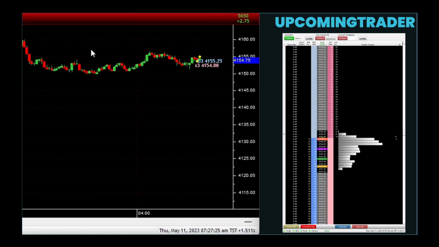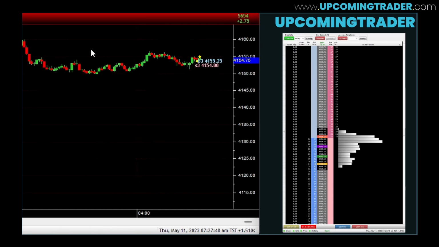Pennants are similar but slightly different. They also follow a strong price movement and consist of a small, symmetrical triangle that forms as the price converges. Pennants indicate a brief consolidation before the market resumes its previous direction. The breakout direction from the pennant generally follows the trend preceding its formation.